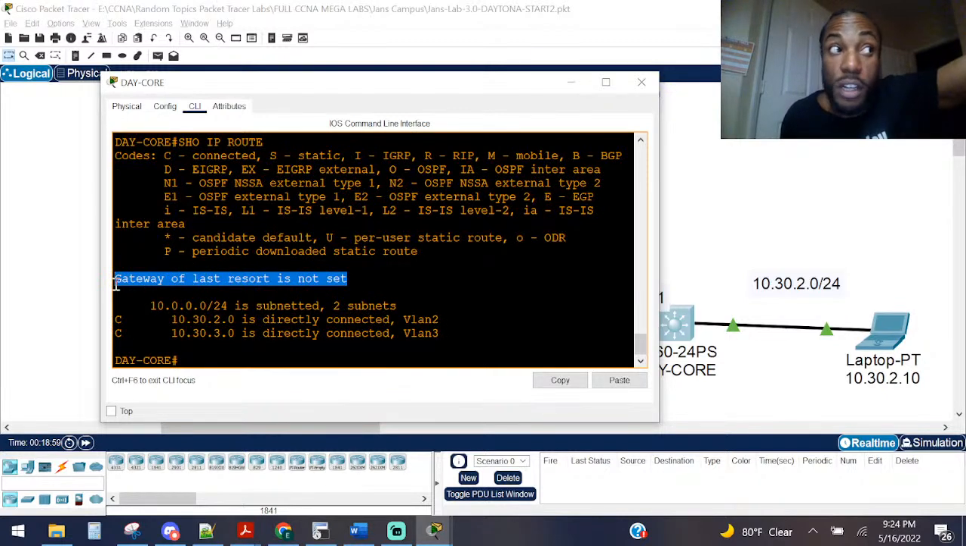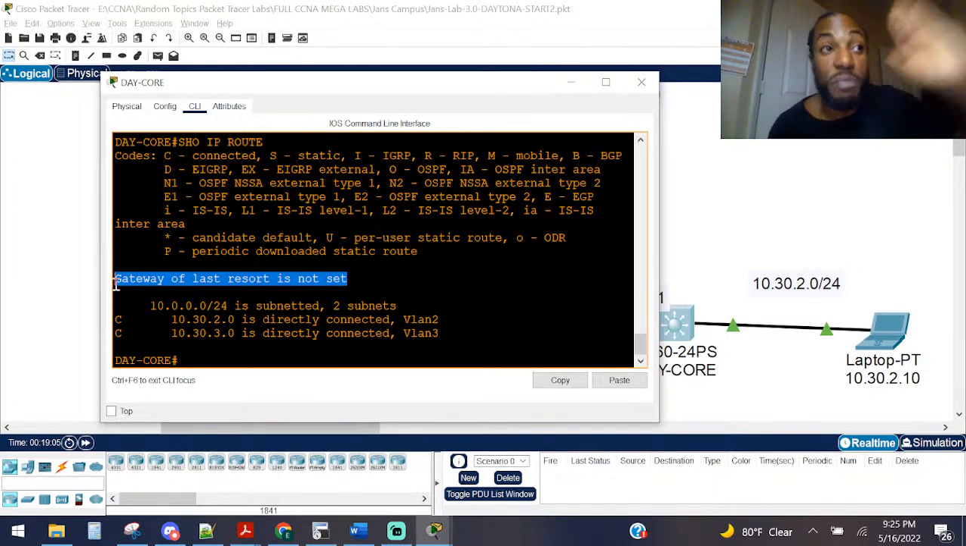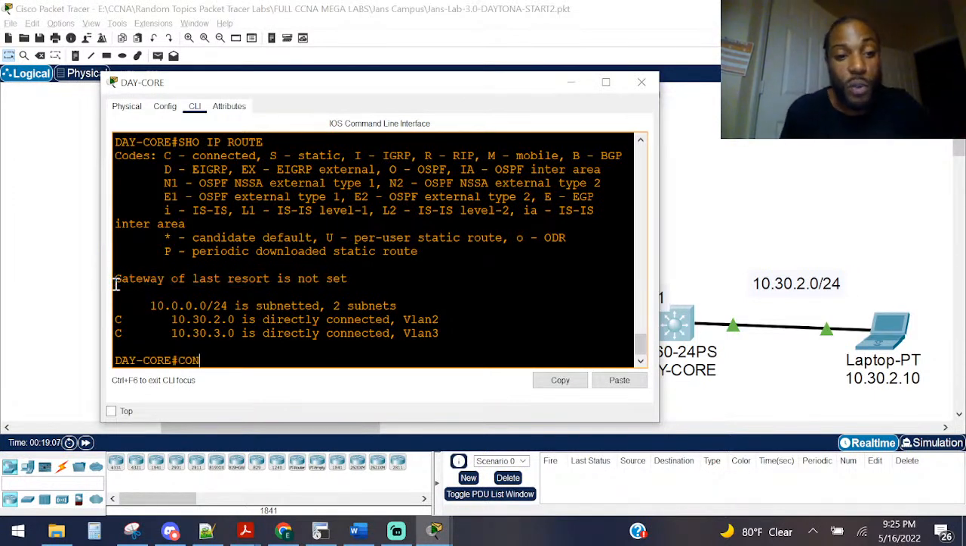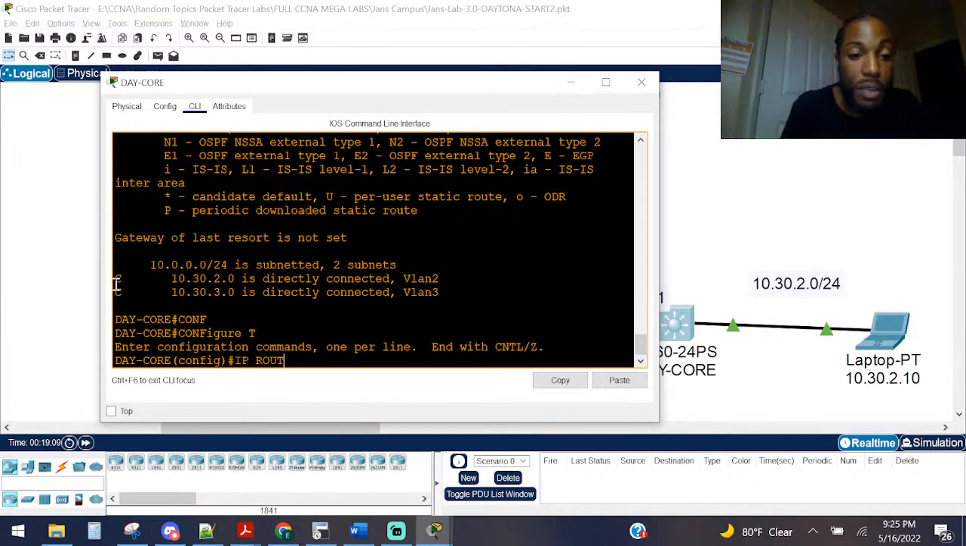That's pretty much your exit out of your neighborhood. You don't know how to get to all these other cities out there, Timbuktu and stuff like that, but you know how to get out of your neighborhood. The way we do that, go to global config mode, IP route is pretty much a static route, but we just say all zeros, right? I like to call it a quad zero route. And then also the subnet mask is 0.